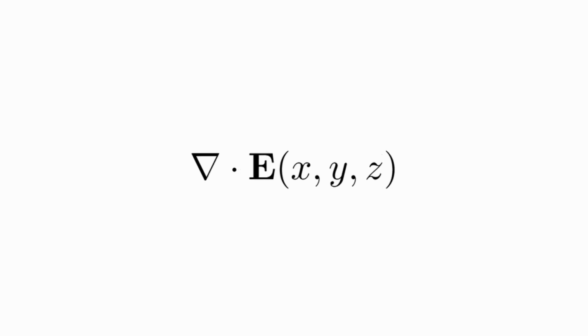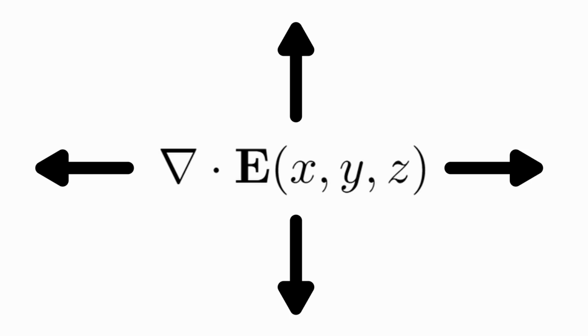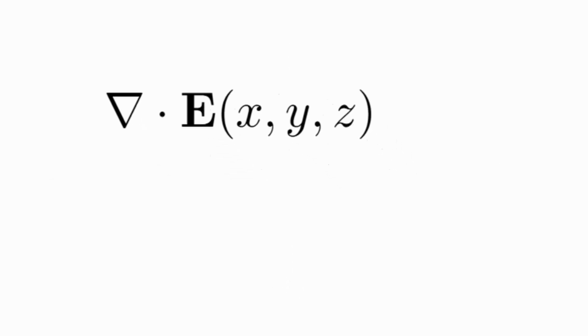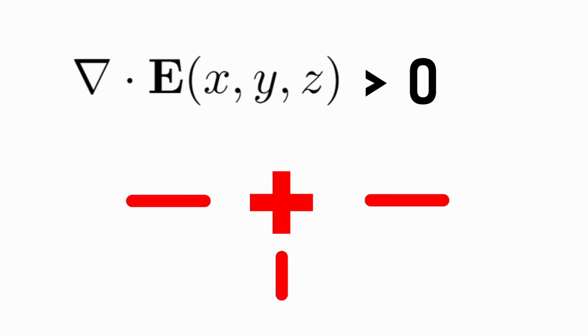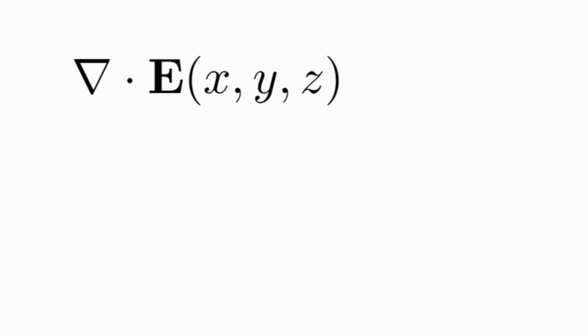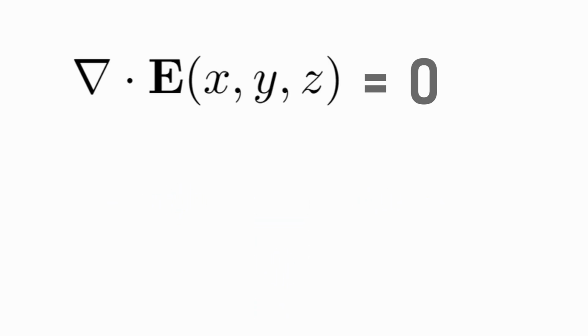The divergence of the electric field at some xyz point is a measure of how much the electric field diverges, or spreads out from that point. So if the divergence is positive, we have a positive charge density, and we know that the electric field is spreading out from that location. If the divergence is negative, we have a negative charge density, and we know that there's a sink where the electric field is converging. So what if the divergence of E is 0?